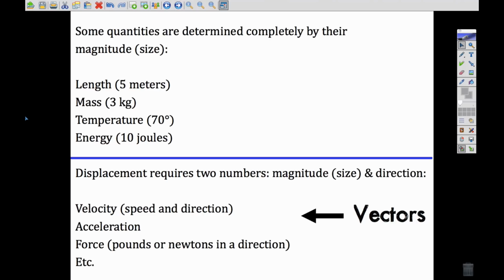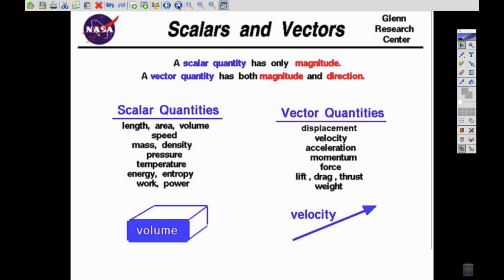So, certain quantities are only determined by their magnitude. Things you've looked at like length and mass and temperature and energy. You've looked at these obviously in science. So other things require two numbers, both magnitude, again, which is size, and direction. Things like velocity, acceleration, force, and other things in science. And all of these are vectors, so when they have both a magnitude and a direction.